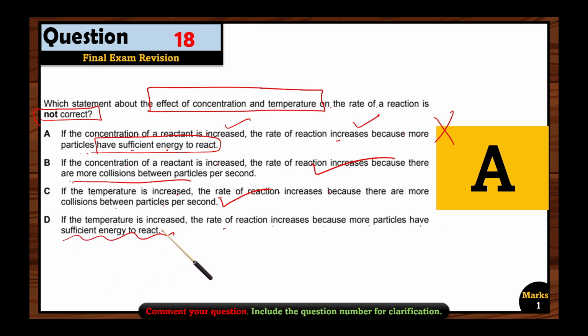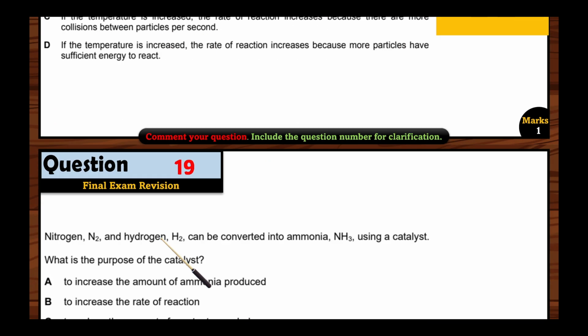Yes, it's the only thing that is controlled by the temperature factor. Okay, so no other factor controls this thing. So that's why the sufficient energy is only the answer for the temperature. So option A is the only wrong option. So we will choose option A.